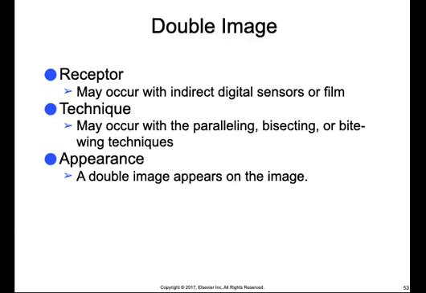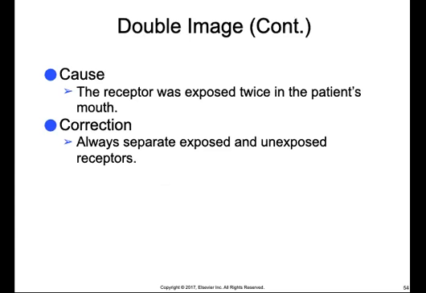A double image is something that can happen with indirect digital sensors, again, those phosphor plates, or film. And that can occur with paralleling, bisecting, or bite wing techniques. And the appearance is that it'll appear as a double image or a ghost image from a previous image on the teeth. And the cause is that the receptor was exposed twice in the patient's mouth.